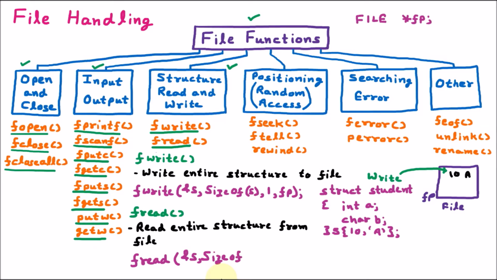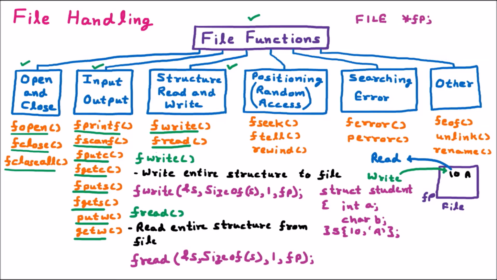Here sizeof s we are going to find, then comma, number of records. Here number of records, let's say 1, which I want to read, then using the file pointer. So this is how we can read the structure from the file. So using these functions we can handle the complete structure. Fwrite writes the complete structure onto the file, and fread reads the complete structure from the file.